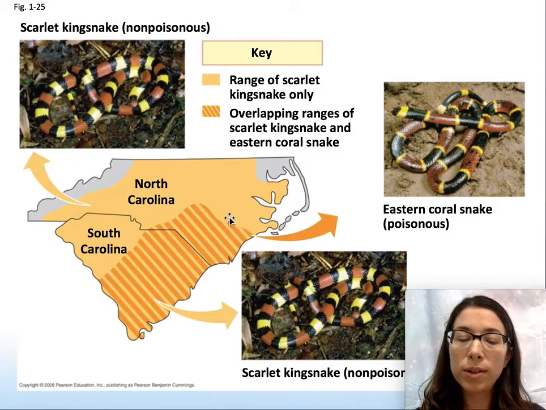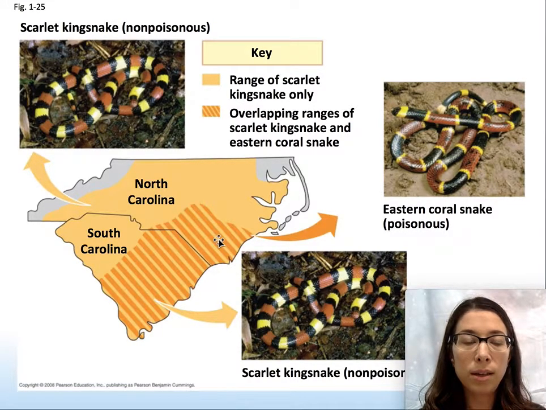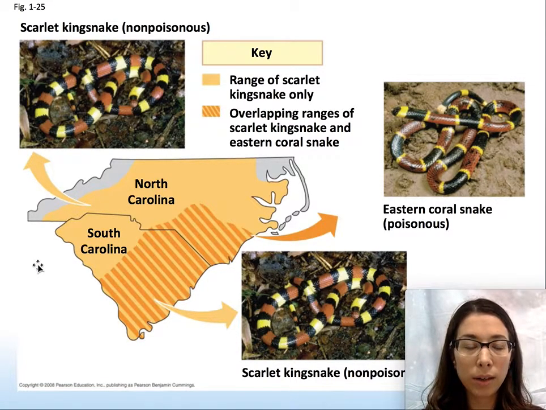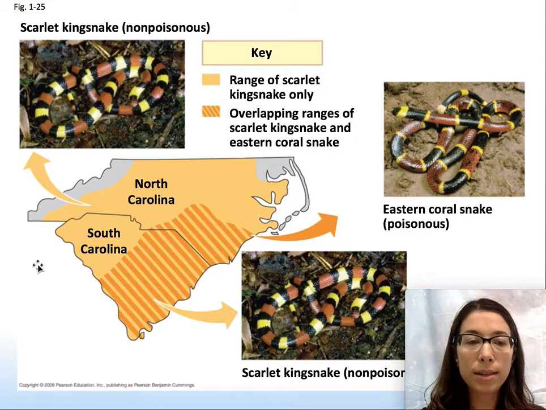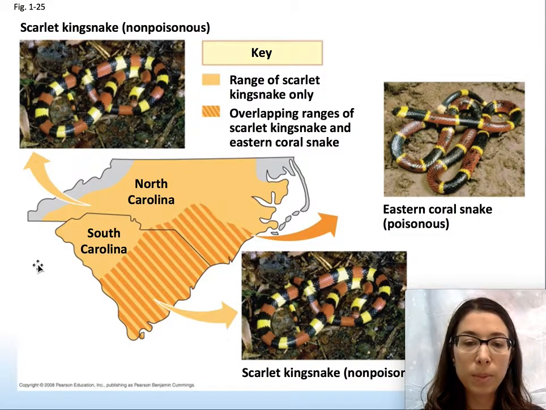So if there are no poisonous snakes present, and these are present, the poisonous snakes are present in the dark colored hashed area here, so both species are present here, then the predators in this area might not learn to avoid those snakes due to their bright coloring. So they have not encountered the poisonous snakes, and they're not going to learn that that colorful pattern means avoid that type of species. You might start thinking about how to design an experiment now.